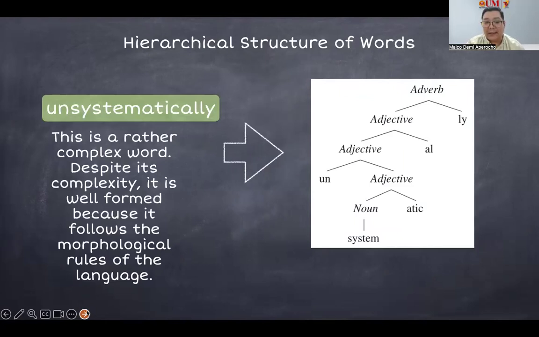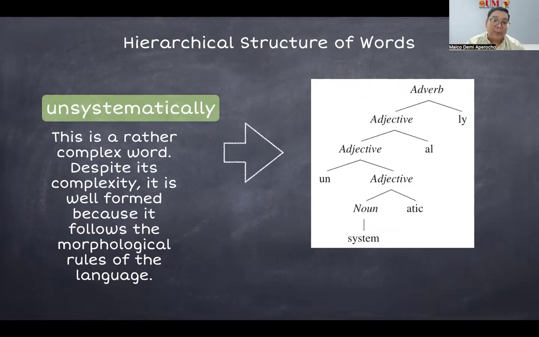Now, despite its complexity, it is well formed because it follows the morphological rules of language. So sometimes when we parse out sentences or words, to be specific, we have the tendency to get confused in terms of which affix needs to be removed first.